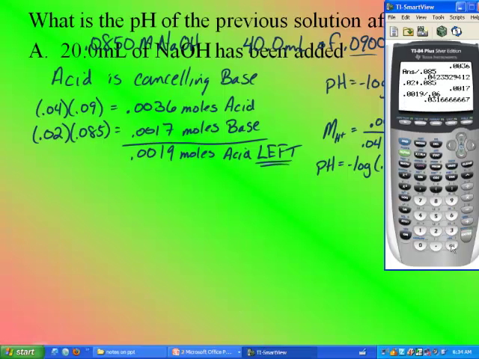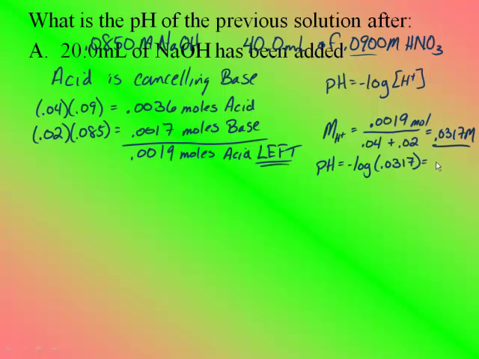So I take the negative log of my second answer, and I get 1.50, which is my pH. Okay? So this is step 1, finding the moles of each of my substances. This is step 2, subtracting them to find out how much is left over. Step 3 is to find the new molarity, and then step 4 will be to find the pH.